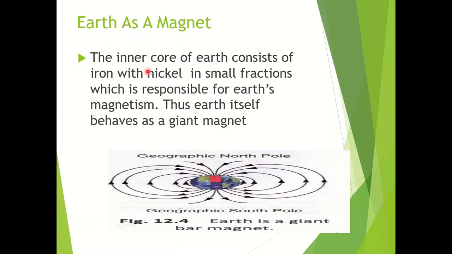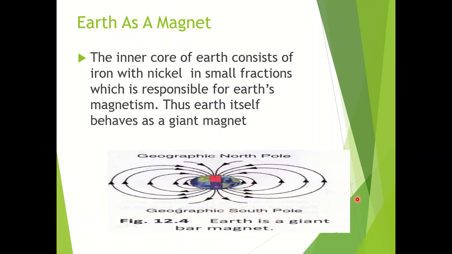The inner core of the earth consists of iron with nickel in small fractions, and this iron and nickel behave as a magnet, which is responsible for earth's magnetism, due to which earth behaves as a giant magnet. Earth's geographical poles and its magnetic poles are not the same. Its magnetic south pole lies towards the geographical north pole, and its magnetic north pole lies towards the geographical south pole.